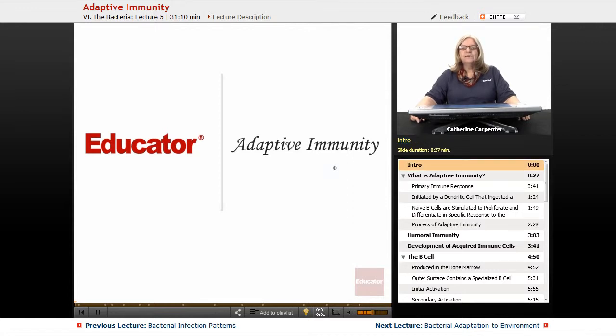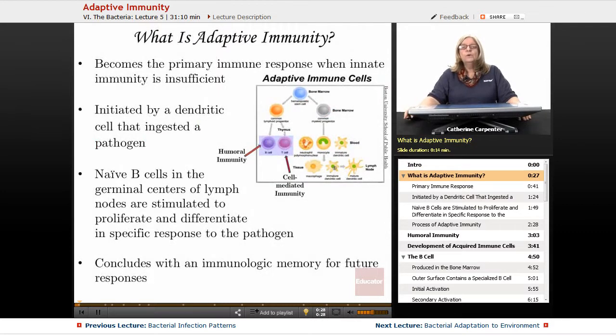Welcome back to Educator.com. Today we're going to talk about a very important pathway of immunity, and this is adaptive immunity. It's equivalently, let's put it that way, as important as innate immunity, and we're going to spend at least a lecture or two on innate immunity. But today we're going to talk about adaptive immunity, and a very important part of adaptive immunity, namely humoral immunity.